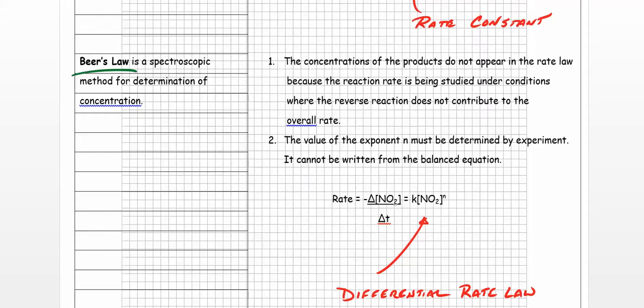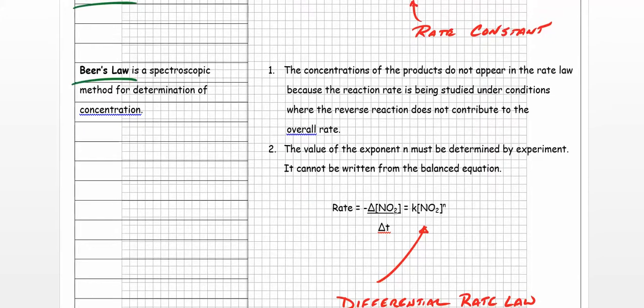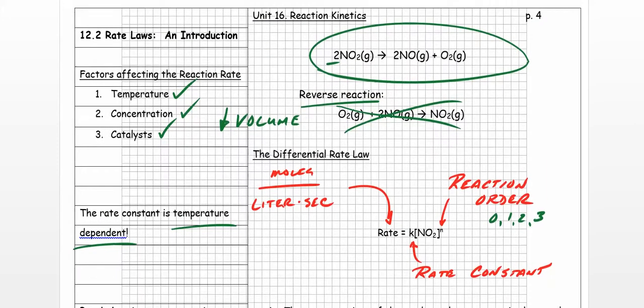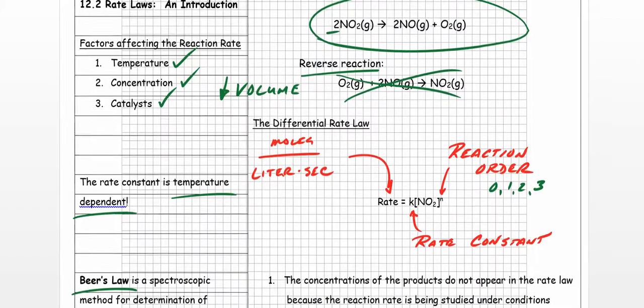All right, so again, we don't concern ourselves in the rate law with the reverse reaction. Remember, the reverse reaction is occurring, but it's occurring either at a period of time when it's not important, or we just ignore it altogether. So in the rate law, or the differential rate law, we don't see products showing up, we see only reactants. In this case, it was NO2. So that was the first one.